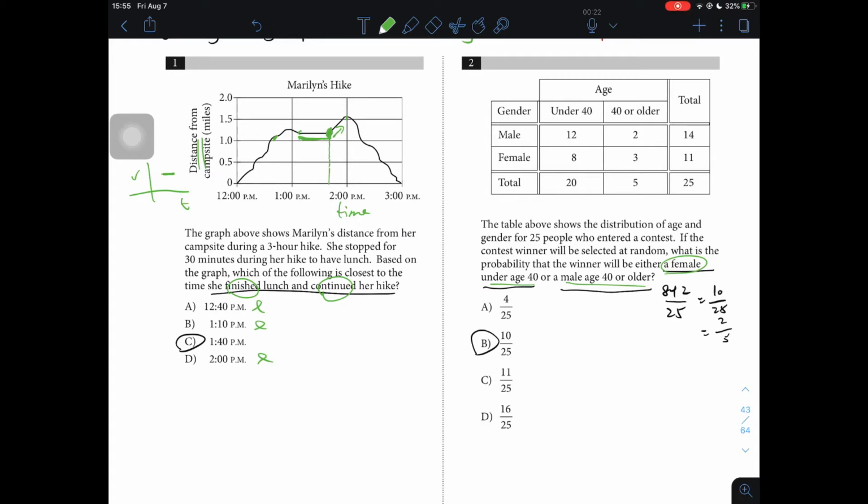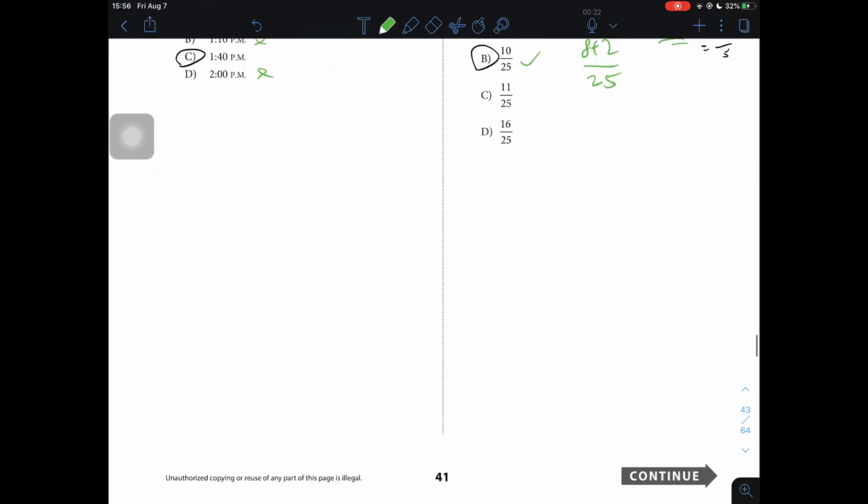Here is the numerator of the fraction, because they are selecting a female under 40 or a male 40 or older. So what is the pool, what is the denominator? I'll mark the numerator here. For the denominator, they said the contest winner will be selected at random, which means everyone. So it's 25 over 8 plus 2, or however I write it here. As you can see, I simplified it a little bit to 2 over 5, but since there is no such choice, you just click whatever is suitable to the question.